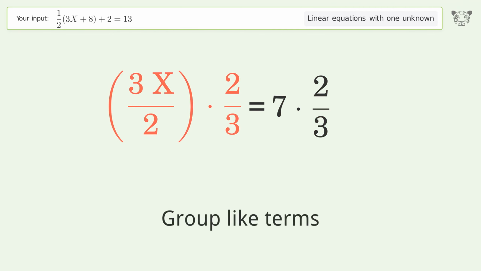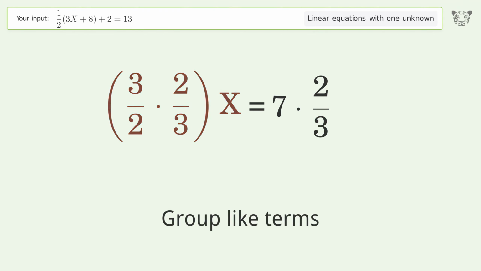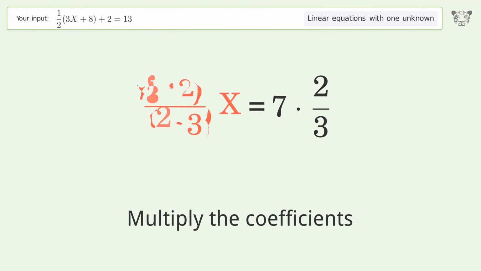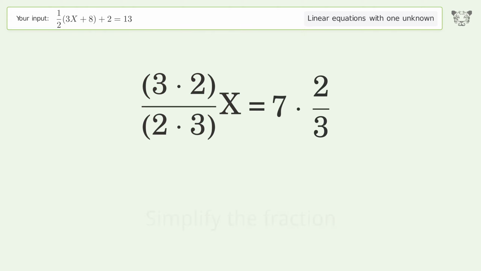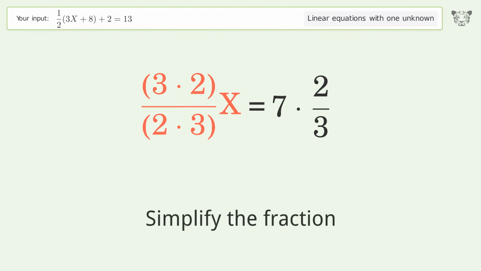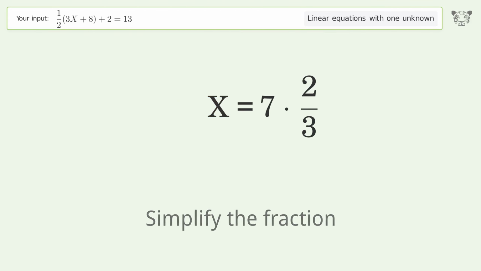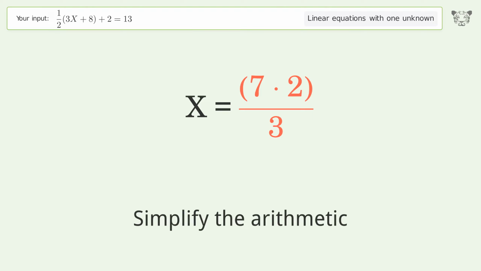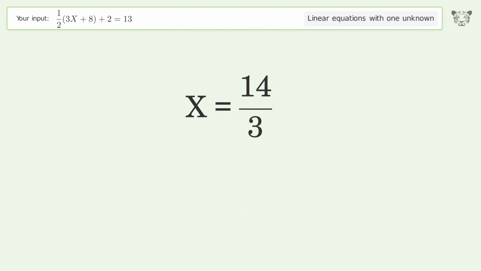Group like terms. Multiply the coefficients. Simplify the fraction. Multiply the fractions. Simplify the arithmetic. And so the final result is x equals 14/3.